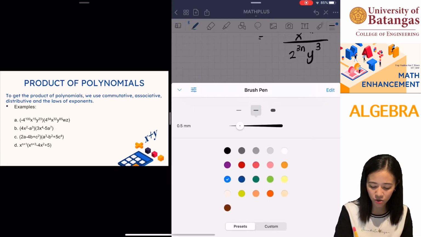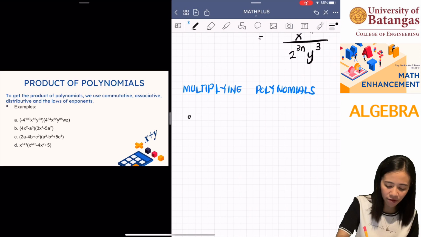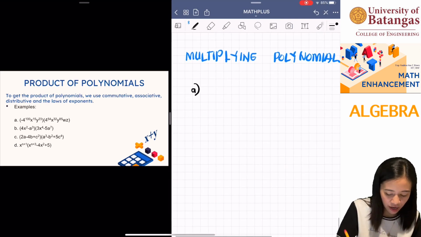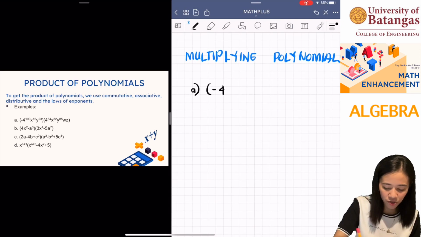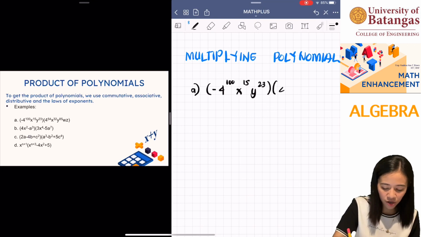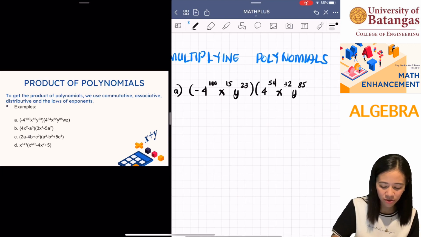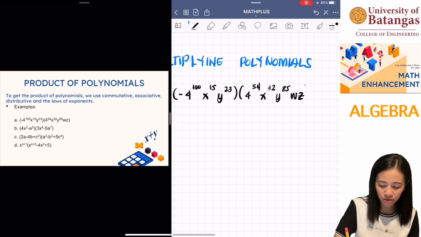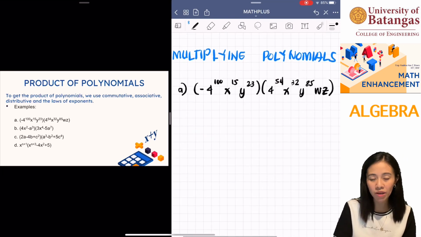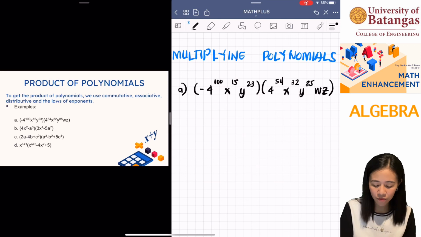So, change color of pen. Letter A, given. Ang letter A given sa atin is that you have negative 4 raised to 100, and then x raised to 15, and then y raised to 23. Quantity, you have 4 raised to 54, x raised to 32, y raised to 85, w, z. Okay. So, just apply your laws of exponents to simplify.